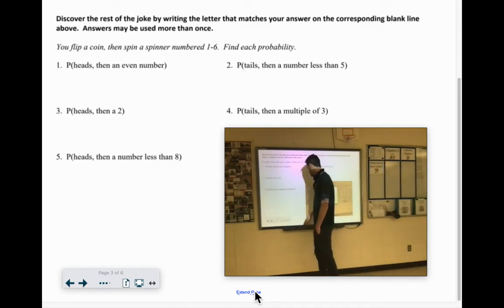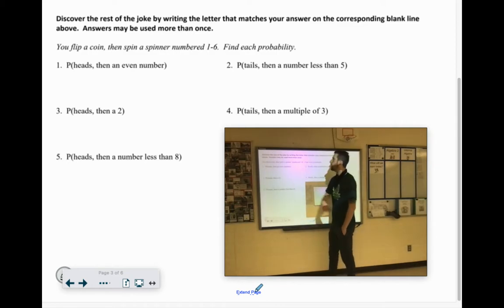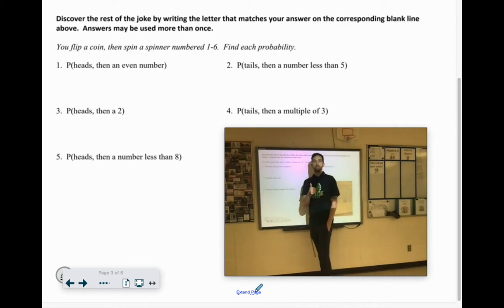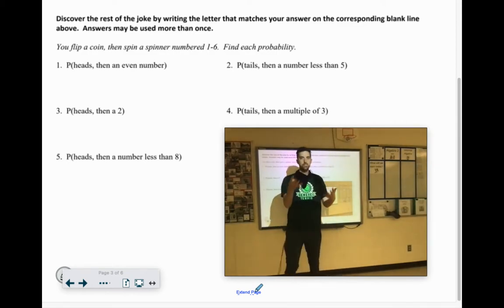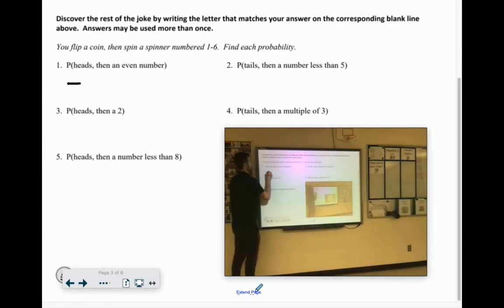So let's do number 1. You're flipping a coin. How many possibilities are there? There's 2. There's heads and tails. So out of those 2 possibilities, what's the probability I'm going to flip heads? That would be 1 over 2.